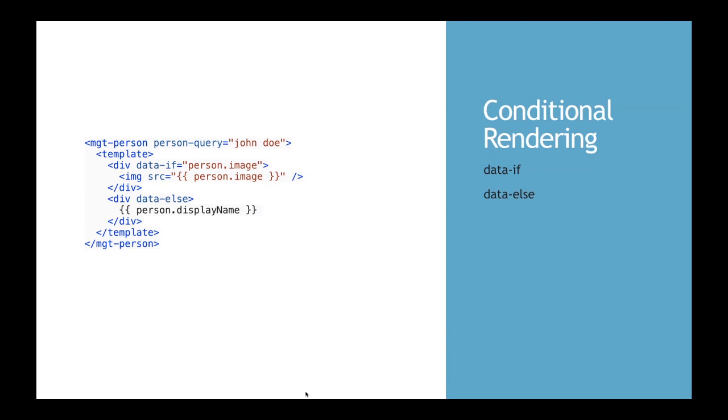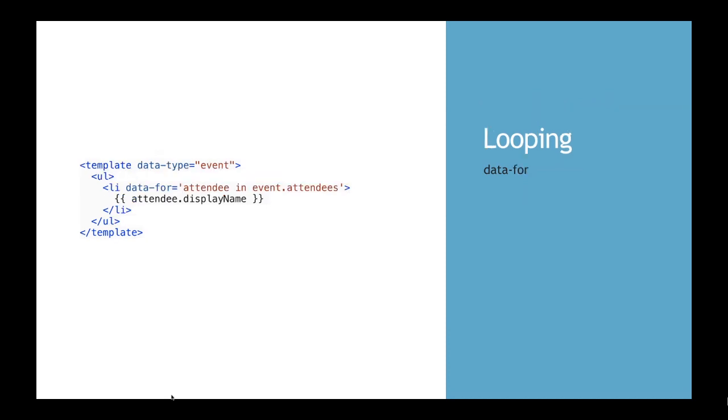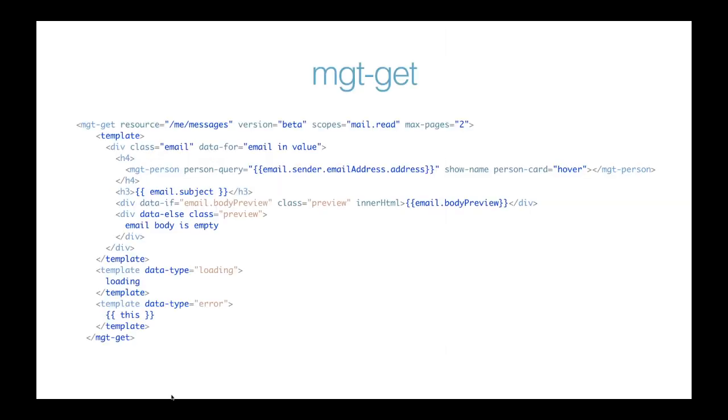Conditional is data-if, data-else. I'm sure if you've done some basic programming, you already know what that means. And we gave you some templates that are already pre-prepared. So if there's an image, then you show the image. If there's no image, then you just show the person's display name. Coming down, looping is something you can use data-for for. Very simple, easy to remember.